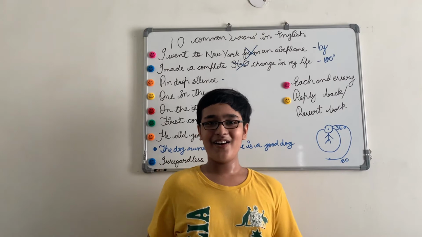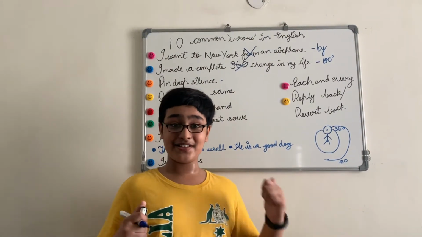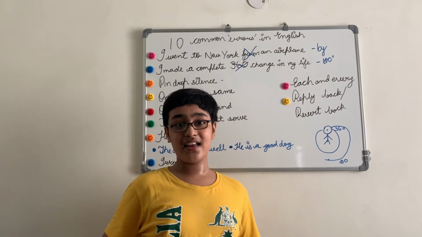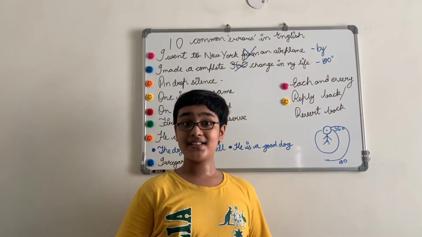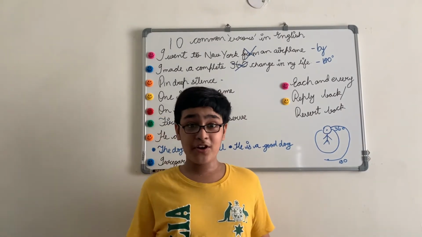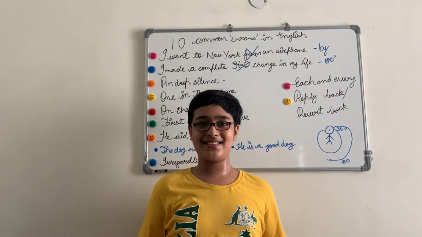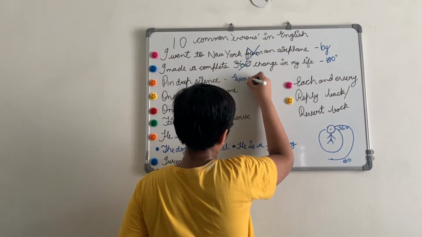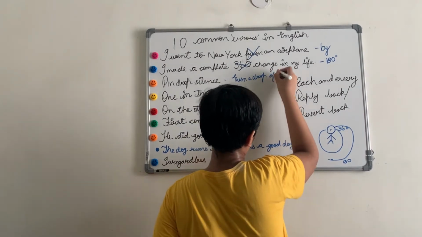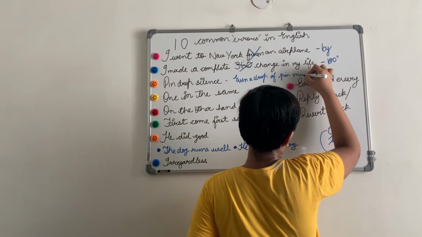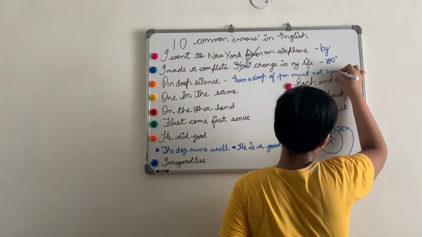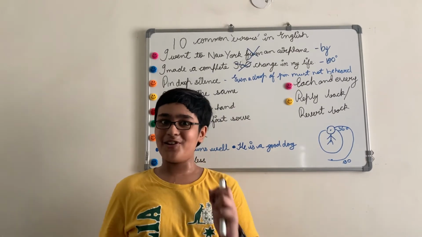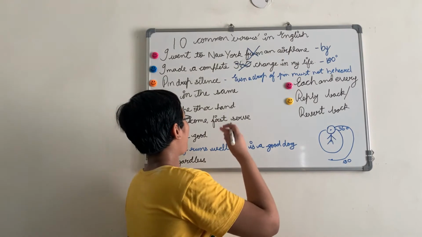Pin drop silence. Okay, so when it is used? Well, this expression is used when a lot of children or a lot of people are making so much noise that it is so irritating, and then we end up saying pin drop silence. But it is wrong. Do you think why it is wrong? Because pin drop silence is meaningless. So what is the correct alternative for this? Well, it is, even a drop of pin must not be heard. So this means that even the noise that is made by a pin, well, that should also not be heard. Okay? So this was about pin drop silence.